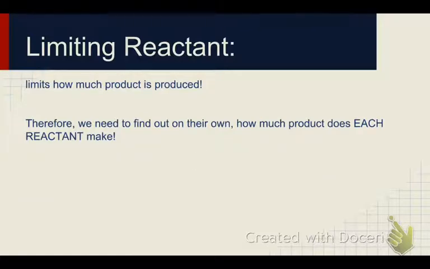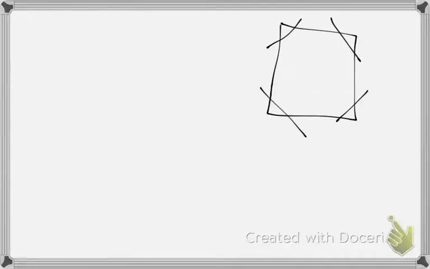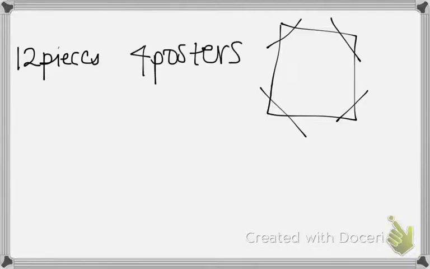Now if you think about it, limiting reactant is kind of like hanging a poster on your wall, okay? So let's say in order to hang your poster up successfully, you need 4 pieces of tape, okay? Stretch your mind. What if, for some reason, I only have 12 pieces of tape and 4 posters? Now, you can obviously see that 4 is a lot smaller than 12.